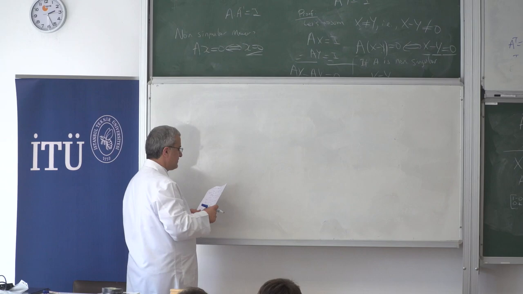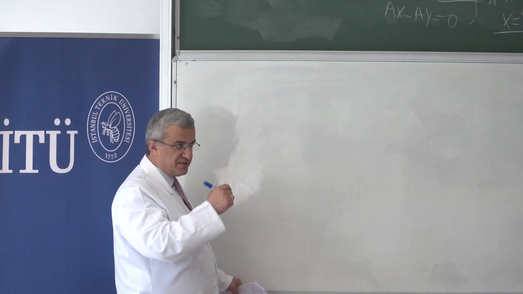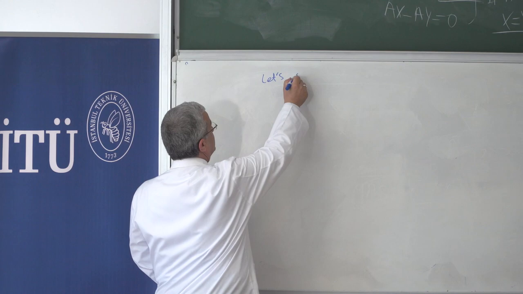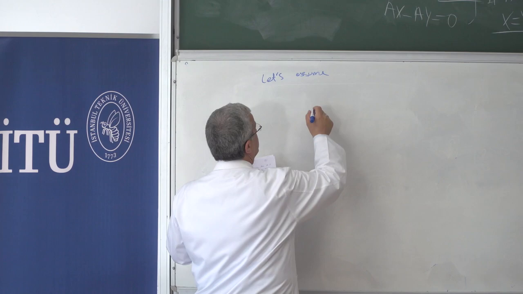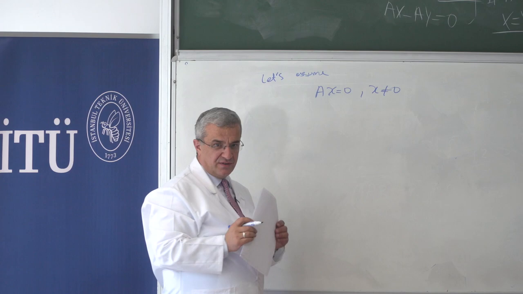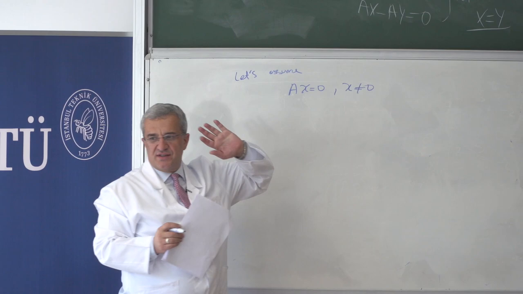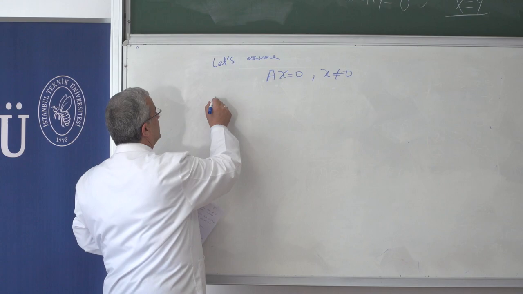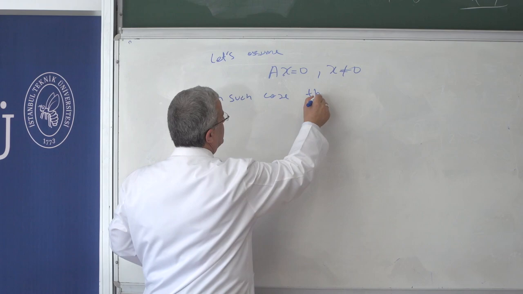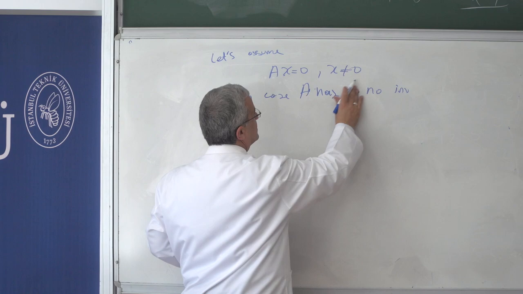Now, I will give you a very clear proof of what I said, okay? I worked it out before the class and I will give it to you. Let's assume AX is equal to zero and X is different from zero, okay? So let's assume that we have an A matrix and X, AX is zero and X is not zero. In such case, there is no inverse. A has no inverse.